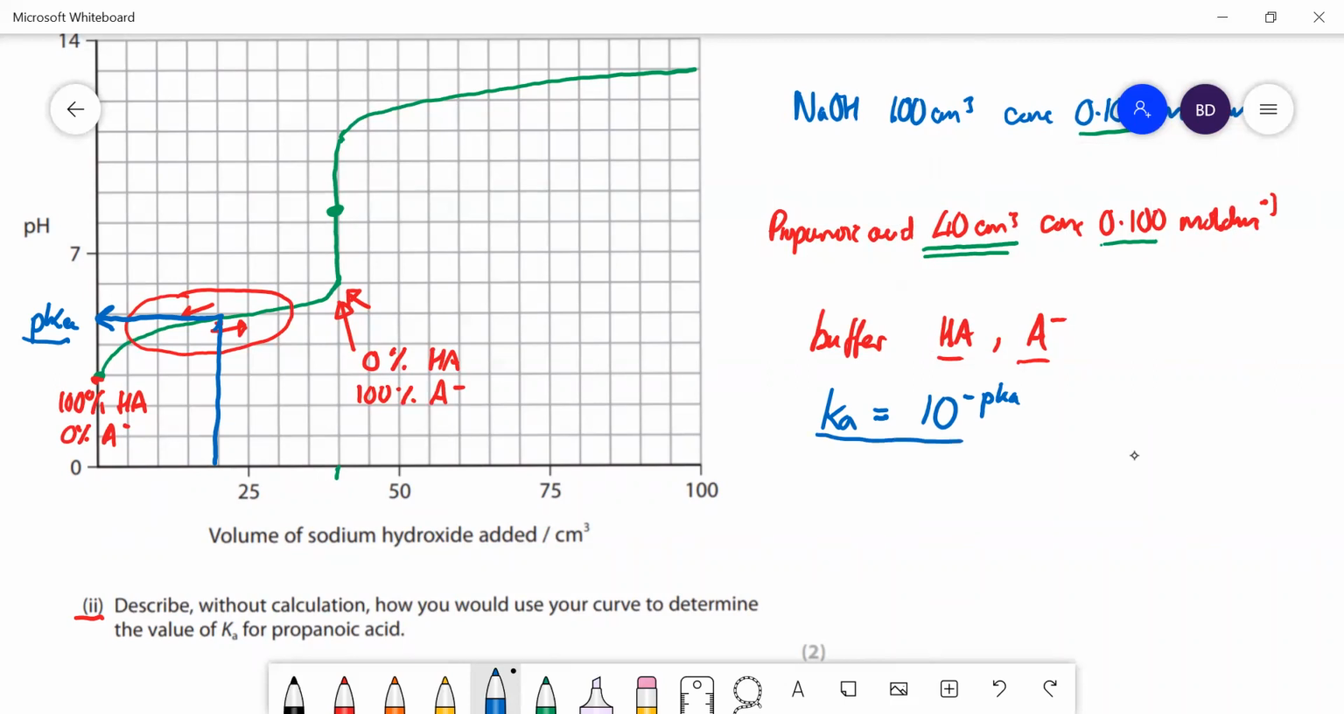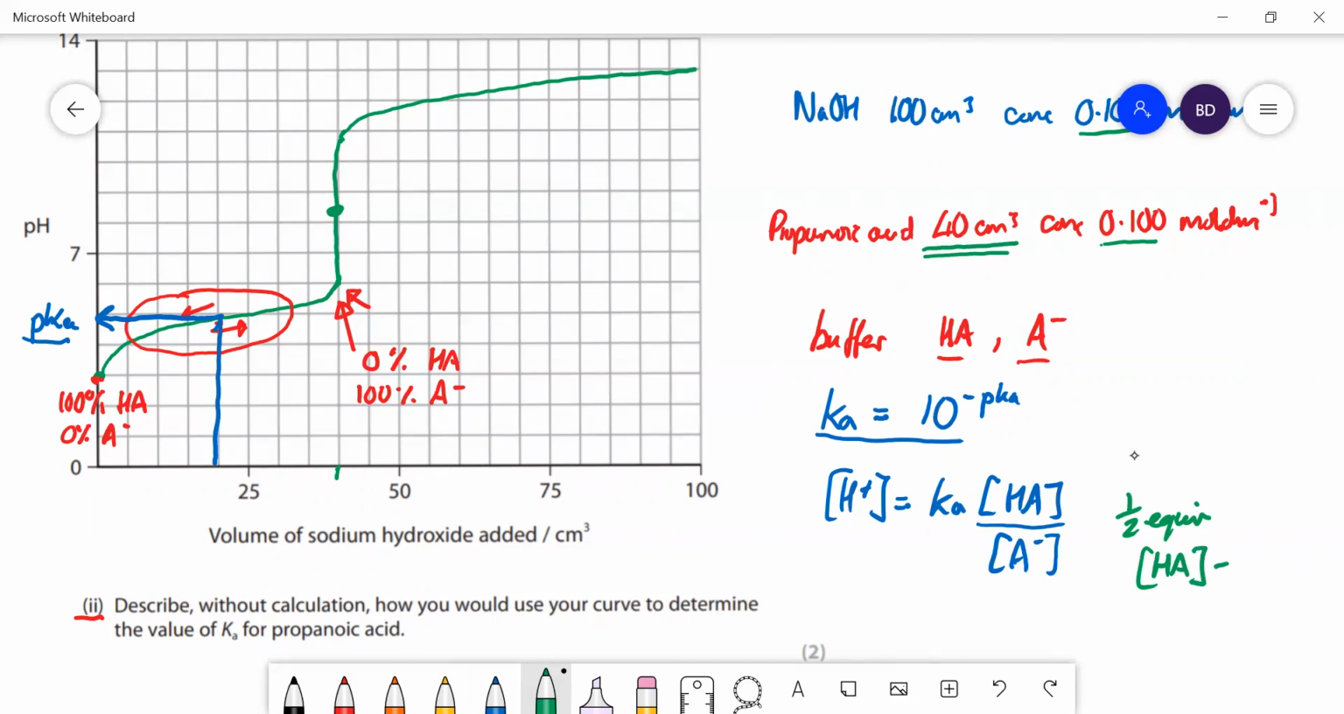How does that work? Well, of course, we've got H plus concentration. If you rearrange the Ka equation, we've got that. You don't have to mention this, I'm just saying it. Well, at half equivalence point, we've got equal amounts of HA and A minus. So HA concentration is equal to A minus concentration. So that means those two things will cancel out. H plus is equal to Ka. Take logs of both sides of the equation, we get pH is equal to pKa. So at half equivalence point, the pH is equal to pKa. Again, I've said more than you need to, but just to explain things a bit.